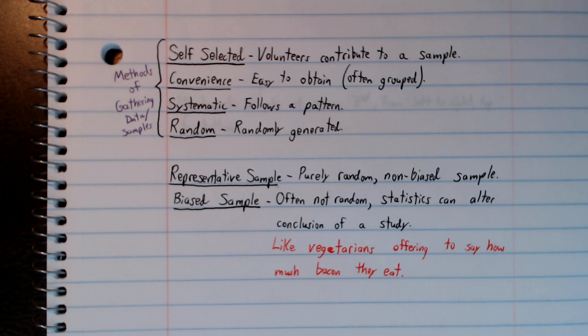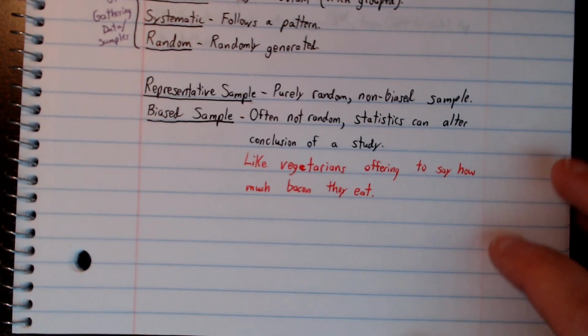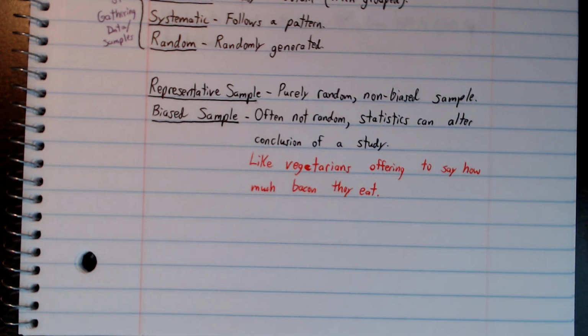And then finally, random would be randomly generated. That would be purely random. Maybe you have everybody's name in a bin and you pull them out and then survey those people. Or like telephone random surveys. Those are very random. They just type in everybody in the world's phone number and start calling them.